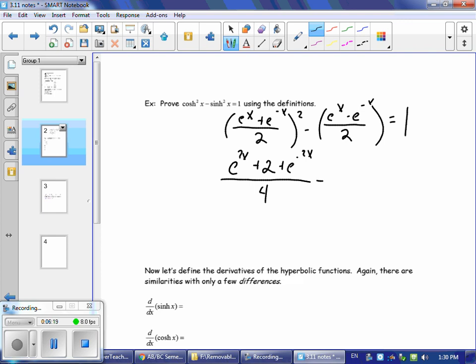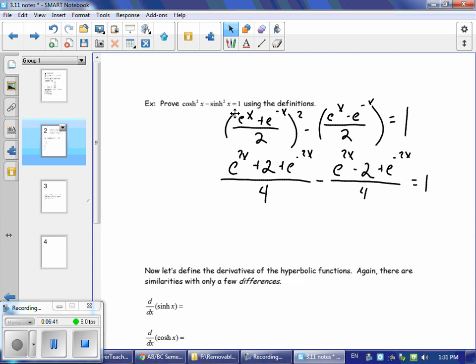Okay, very similar thing on top of the right one. e to the 2x. This time it'll be a minus 2. And then plus e to the negative 2x, over 4, equals 1. Good thing is we have a common denominator, so we can combine these tops. So let's see what we're going to have here.